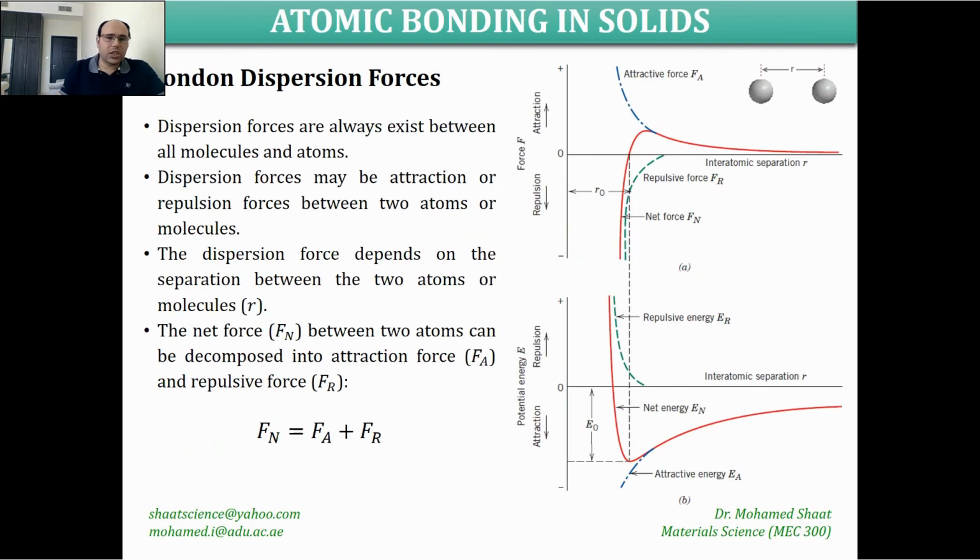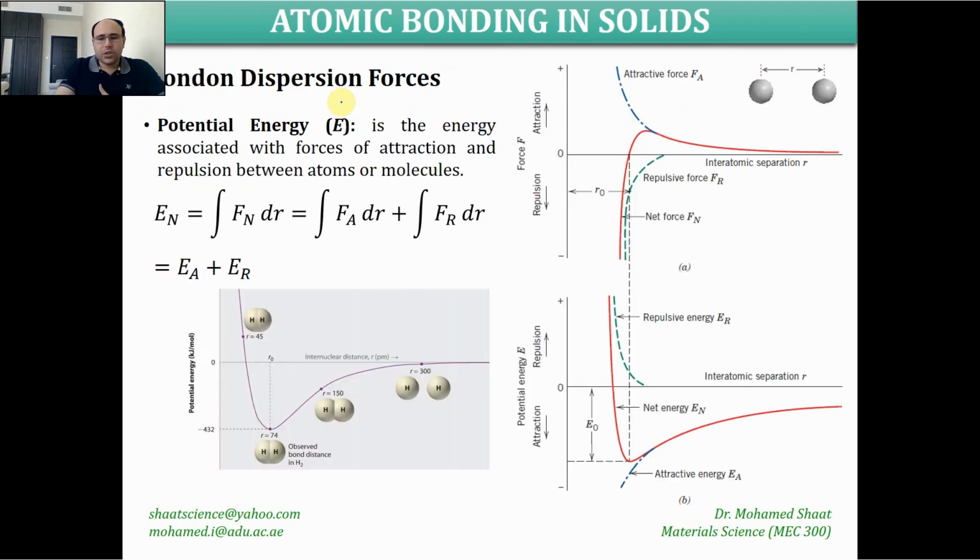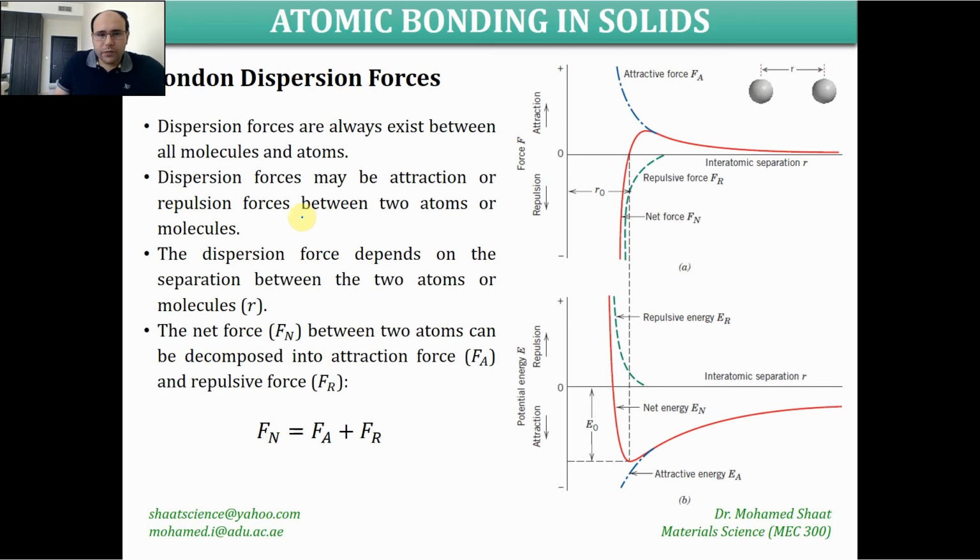The last thing that we need to discuss here is the London Dispersion Force, or in other words, how we could calculate the van der Waals energy. As we mentioned, dispersion forces always exist between all molecules and atoms, no matter what they are: ions, or non-ions like just conventional atoms, or polar or non-polar molecules. They exist between all of these objects. Dispersion forces may be attractive or repulsive between two atoms or molecules.